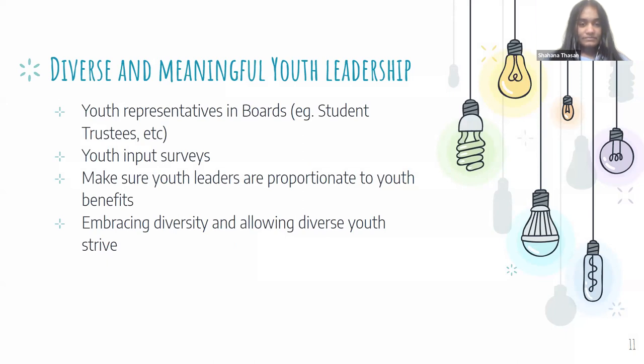Diverse and meaningful leadership of youth. So, what is diverse leadership? Diverse and meaningful youth leadership is a crucial thing we need in our society, both inside and outside youth groups. But what is diversity in leadership?